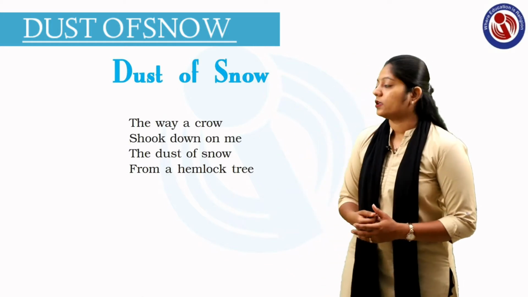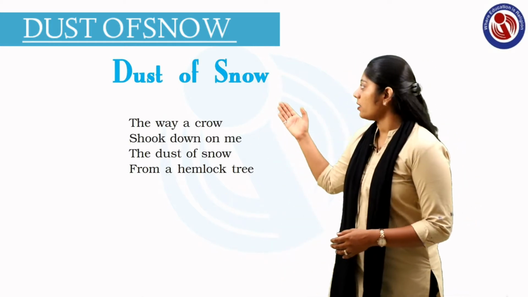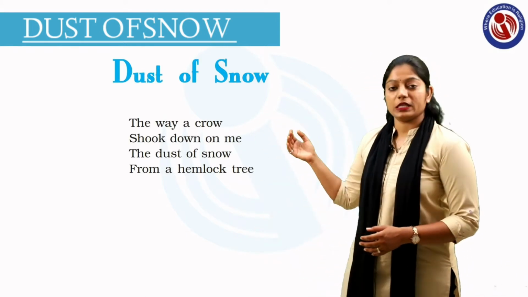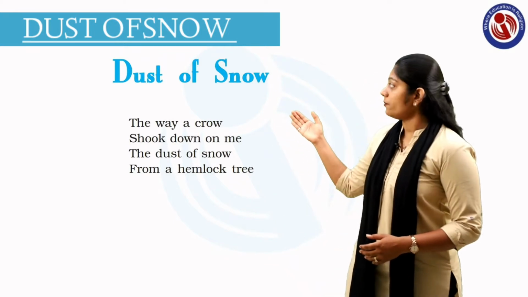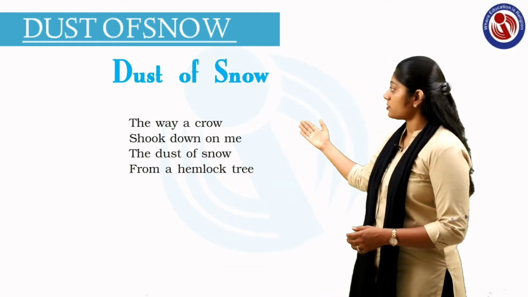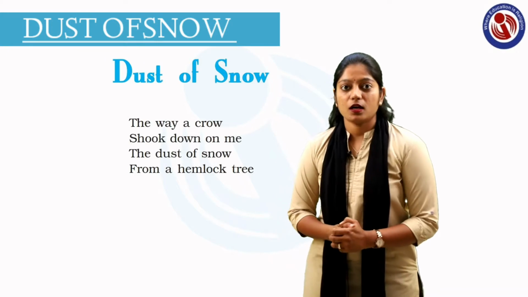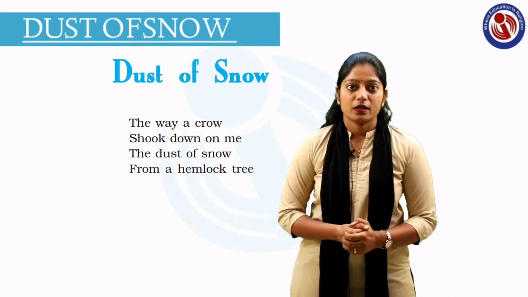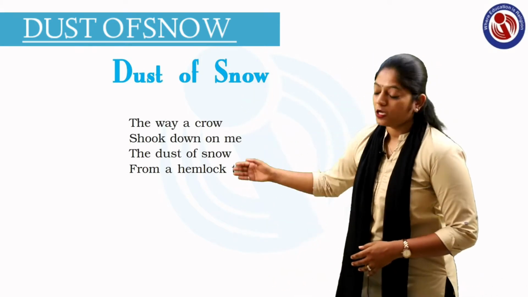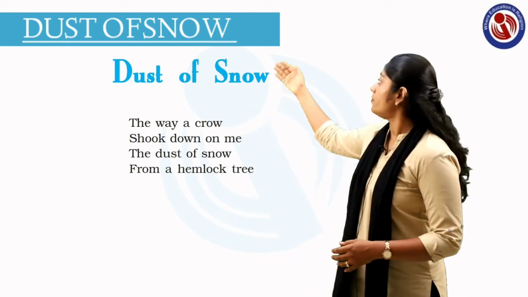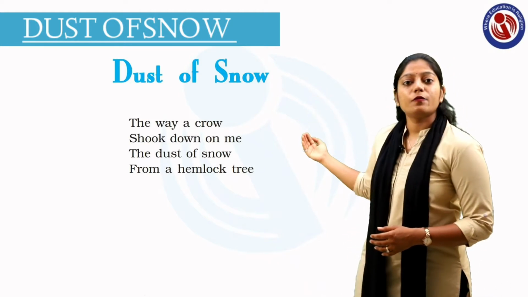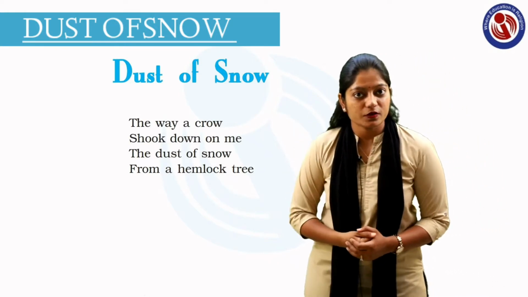You can see here the first line: The way a crow shook down on me, the dust of snow from a hemlock tree. This is our first stanza. In this first stanza there are only 4 lines, and you can see the rhyming words of each of the lines. Here you can say crow and snow, which are the first and third lines, and me and tree, which are the second and fourth lines. So these are the rhyming words first of all.